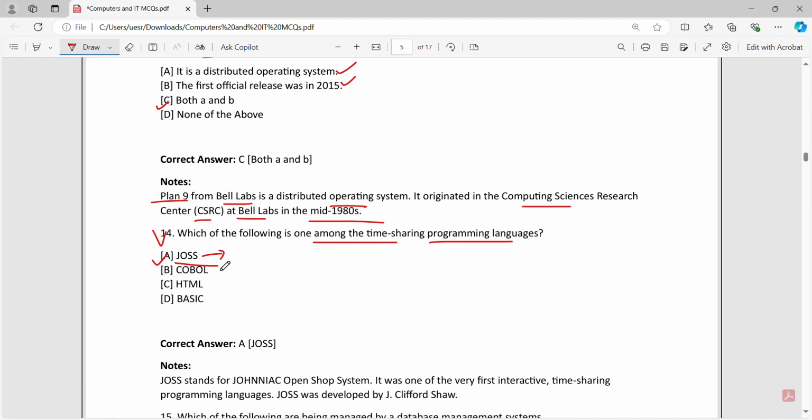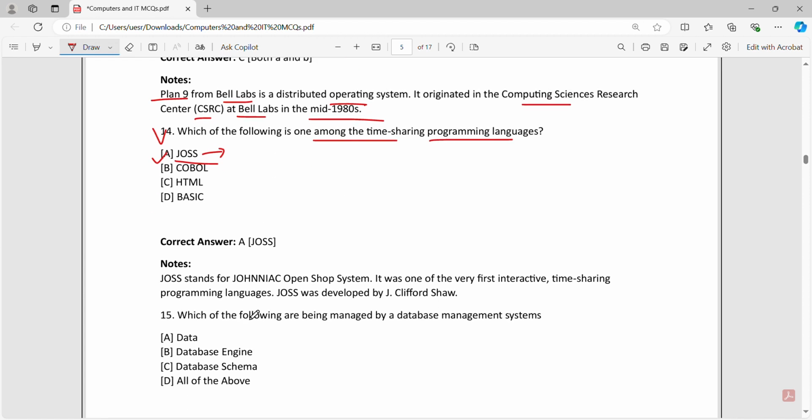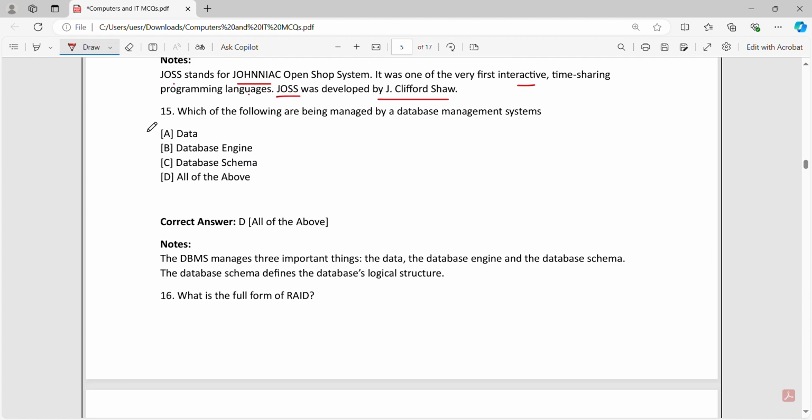So guys, we were discussing JOSS. It's a time sharing programming language. JOSS stands for Johnniac Open Shop System. It was one of the very first interactive time sharing programming languages. JOSS was developed by J. Clifford Shaw.